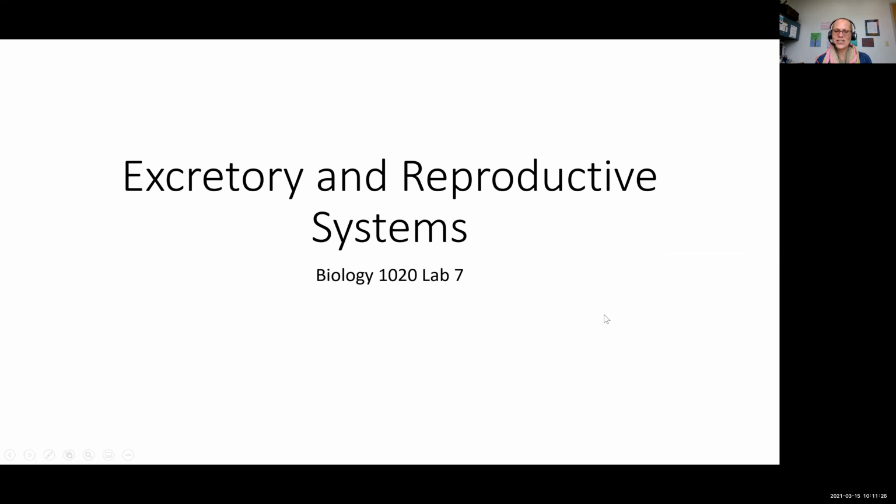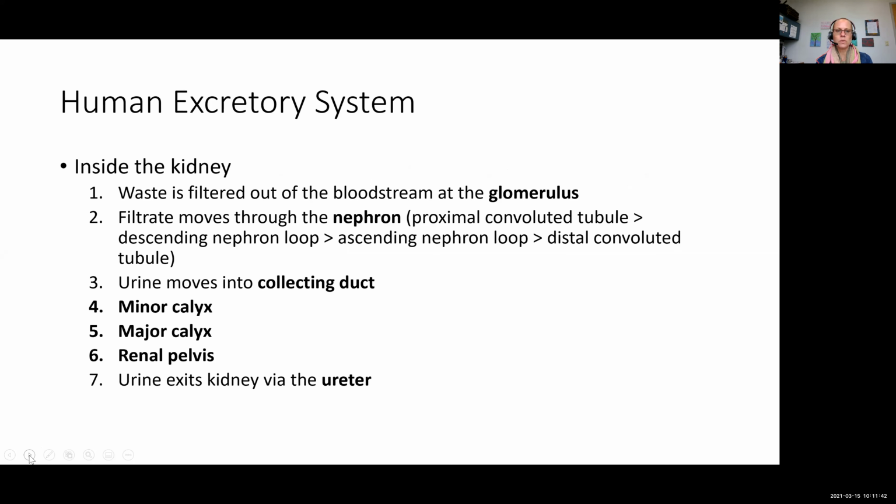All right, so in this first video, we're going to be focusing on the excretory or urinary system. And as we know, our focus in the lab is primarily on the human as our example species to look at. So as we study the human excretory system, we can trace the pathway of the urine through the kidney. So the kidney is the organ where urine is produced.